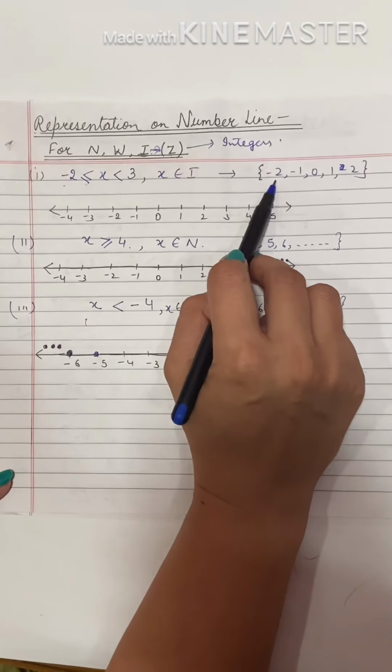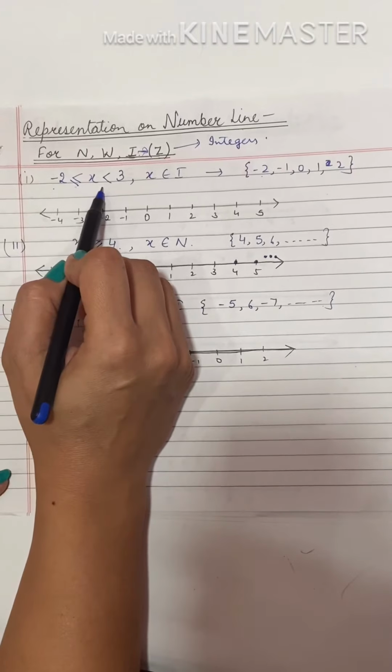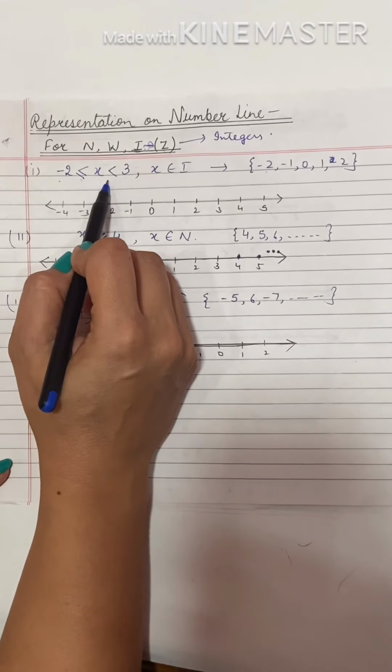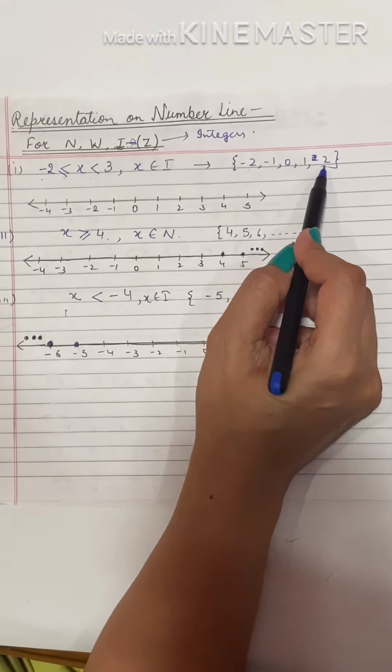So you will have -2, -1, 0, 1 and 2. Now x is less than 3, so that's why 3 is not included. Only the integer which is before 3, that is 2. This will be the solution.